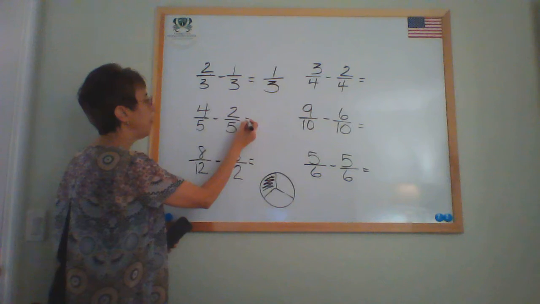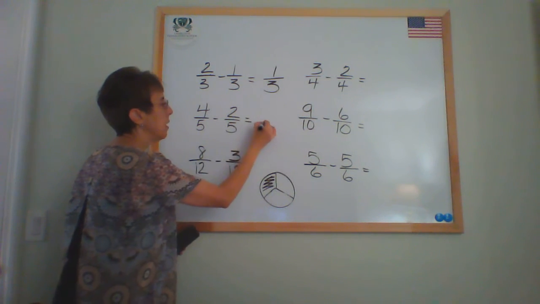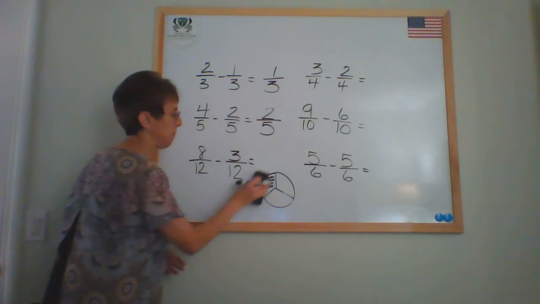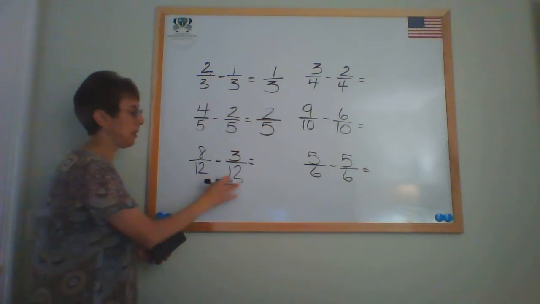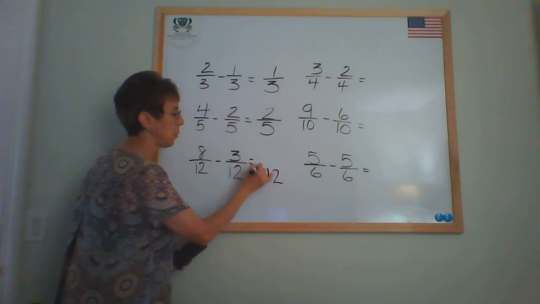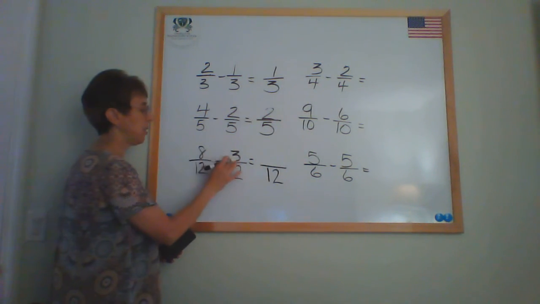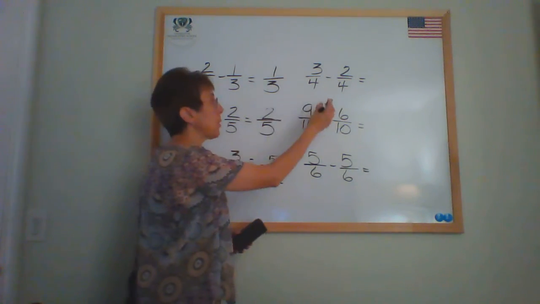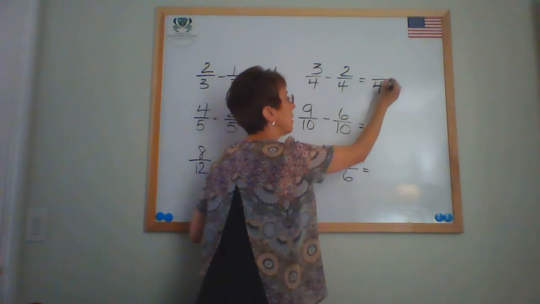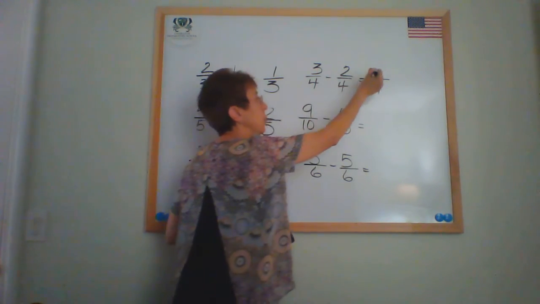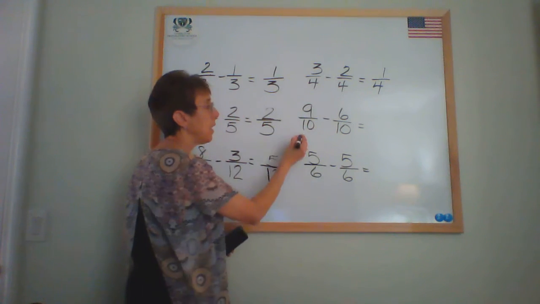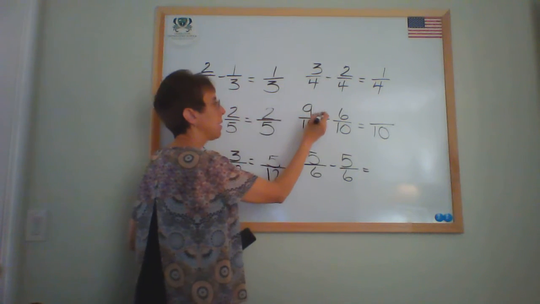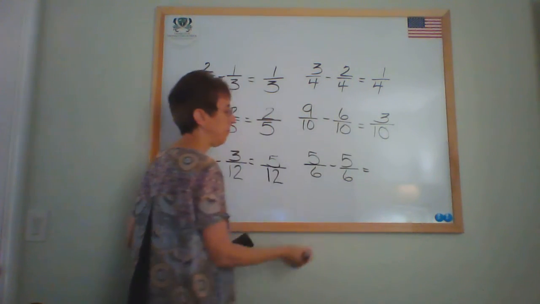So here we have 4/5 minus 2/5. We still have fifths, and then 4 minus 2 equals 2. Okay, 8/12 minus 3/12. We're still just working with 12ths, and then it's 8 minus 3, which equals 5, 5/12. 3/4 minus 2/4, still 4ths, and 3 minus 2 equals 1. 9/10 minus 6/10, keep the 10ths, and now subtract 9 minus 6 equals 3.